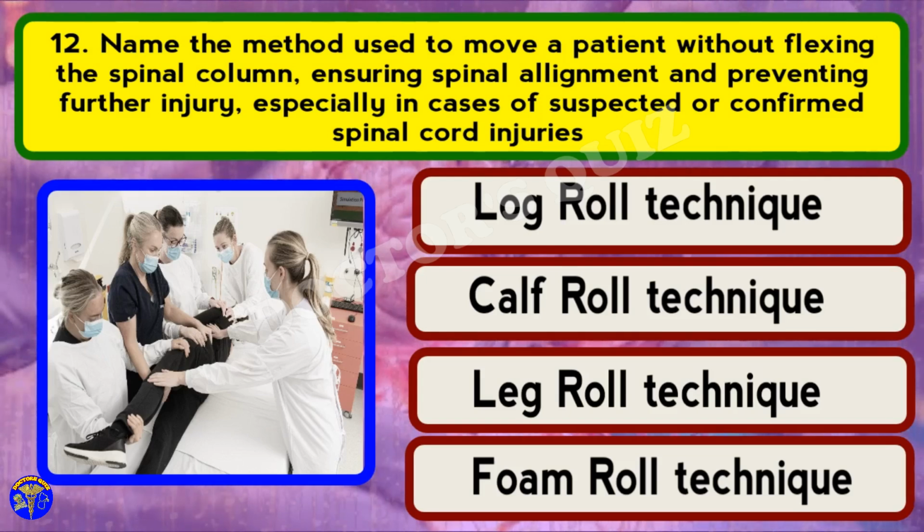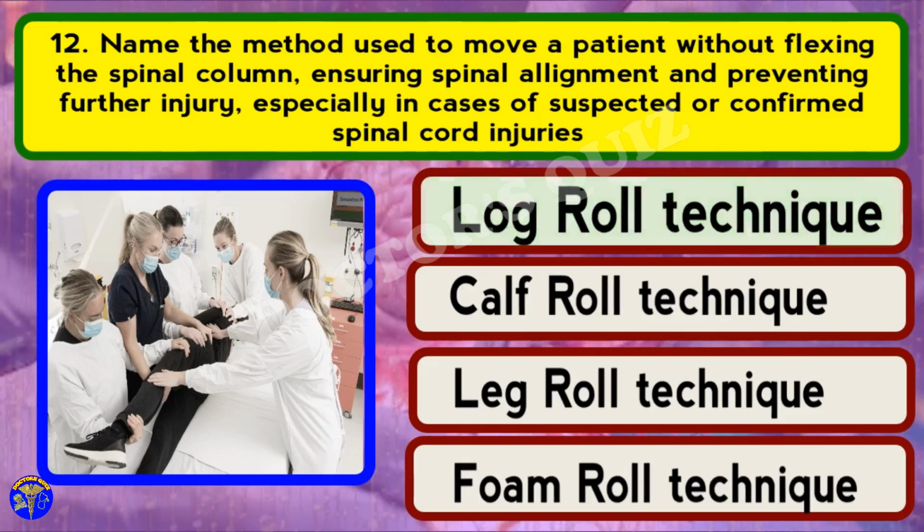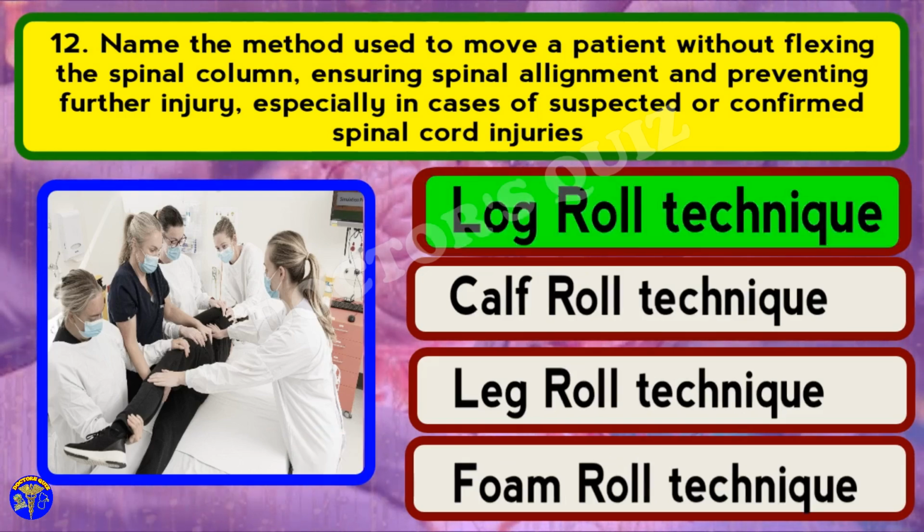Name the method used to move a patient without flexing the spinal column, ensuring spinal alignment and preventing further injury, especially in cases of suspected or confirmed spinal cord injuries. The answer is log roll technique.